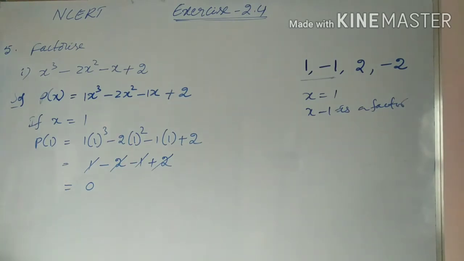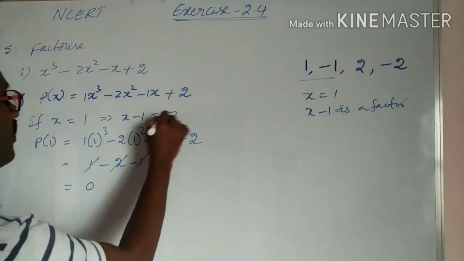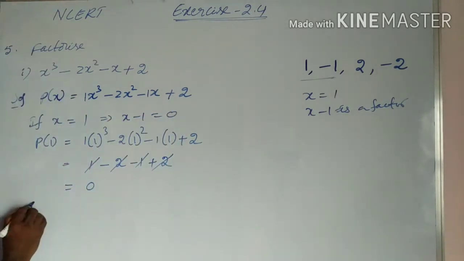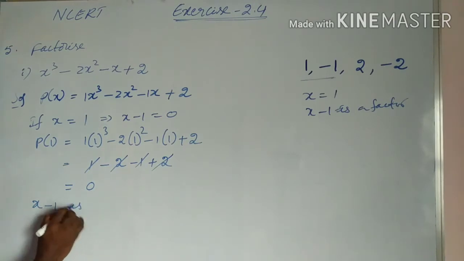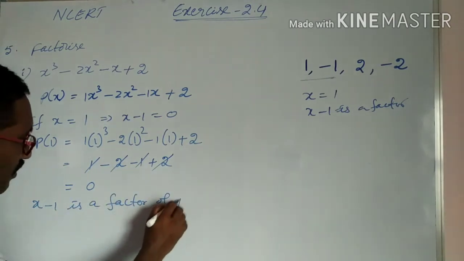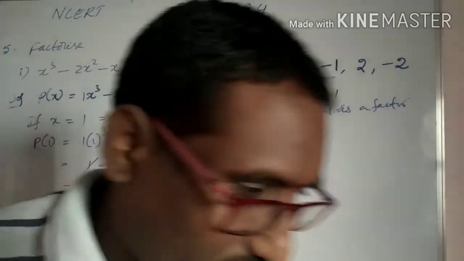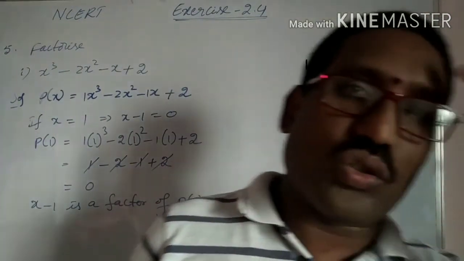That means x is equal to 1 implies x minus 1 is equal to 0. What is the factor? x minus 1 is a factor of P of x. Yes, we got one factor now. Remaining, how many factors do we have to find? 2 factors we should find.